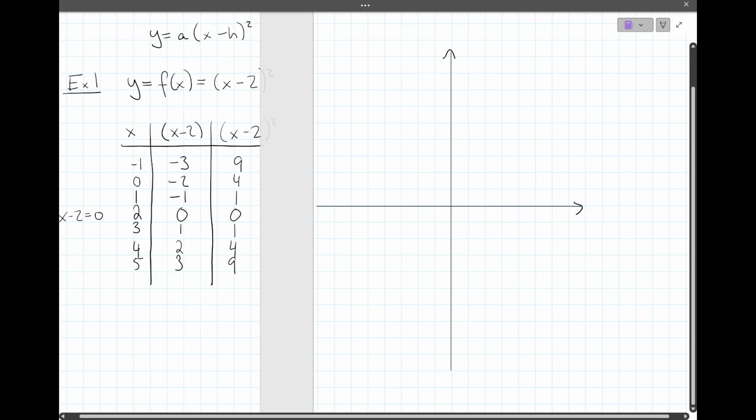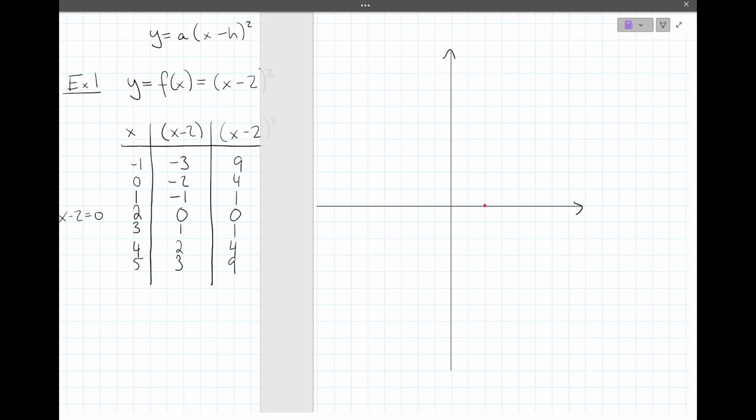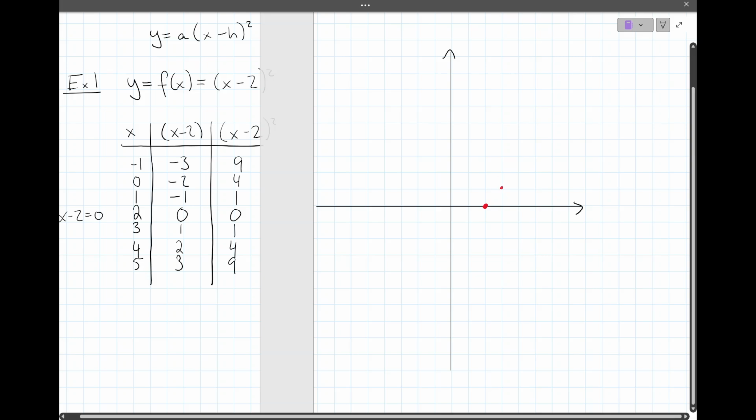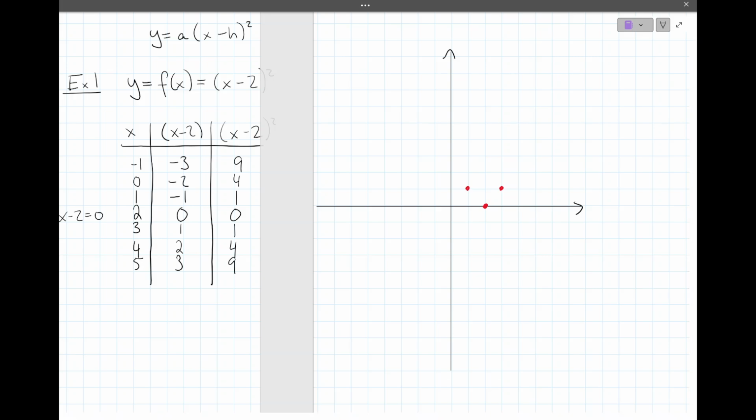So our first point is going to be 2, 0 right here. Our next point will be 3, 1 right there. Then 4 and 4, and then it would be 5 and 9. So 5, 6, 7, 8, 9 right there. Then by symmetry, we got the rest over here.